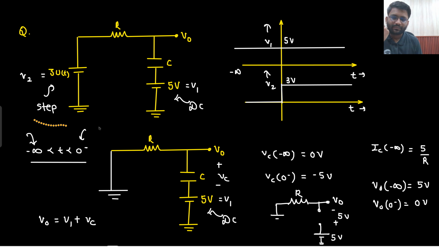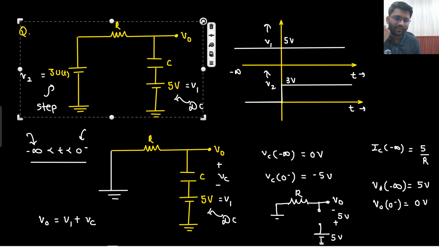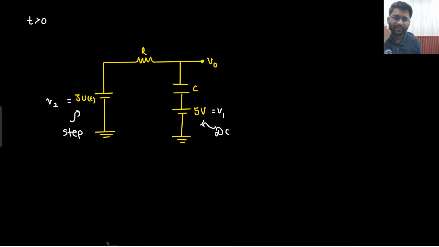Okay. Now let's see what will happen at t greater than 0. At t greater than 0, what will happen? So what do you think? What will happen in the circuit at t greater than 0? So this is our circuit, which I will copy and paste here.